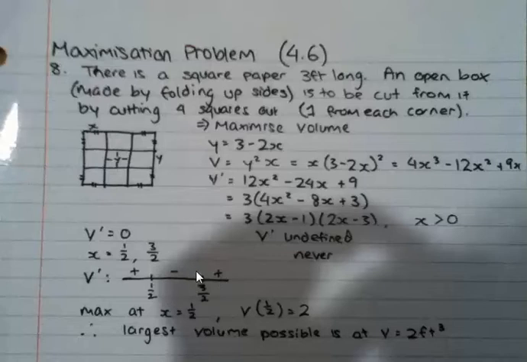So a max is when it goes from positive to negative, and the only place where that is is at a half. So there's a max at x equals a half, and when x equals a half, the volume equals 2. We got that by subbing right back into the original volume equation up here. Therefore the largest volume possible is V equals 2 feet cubed. We need to make sure we put in the units, and we know that from up here. And that's it.